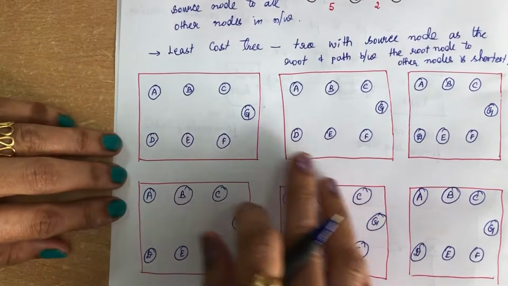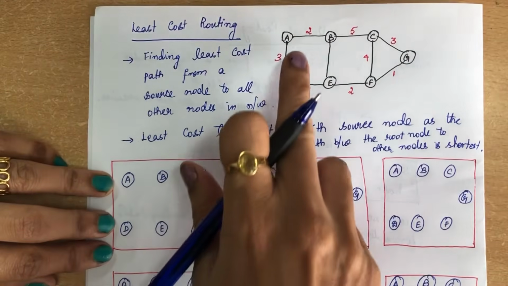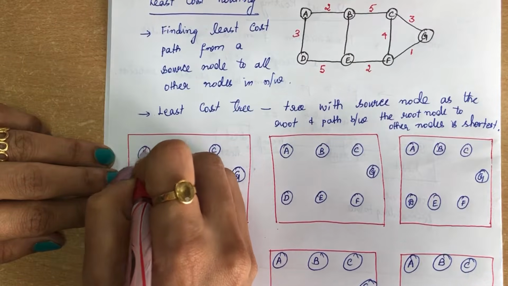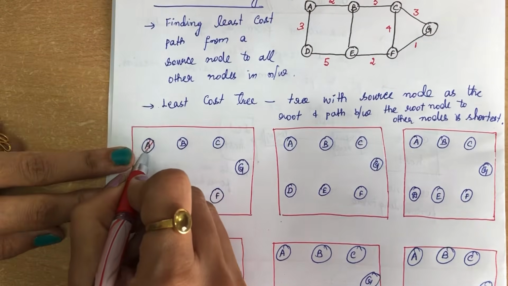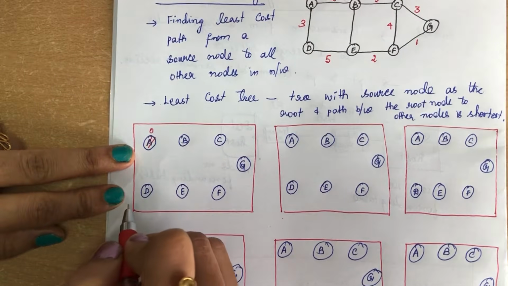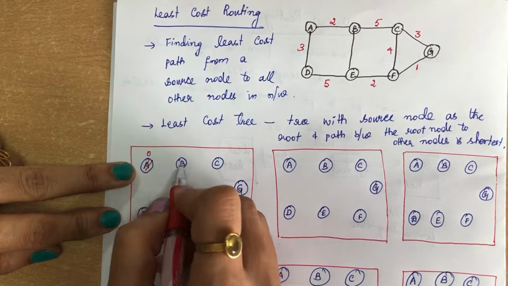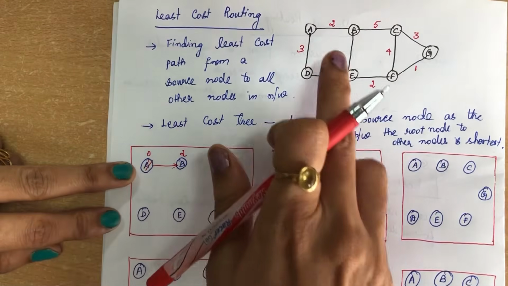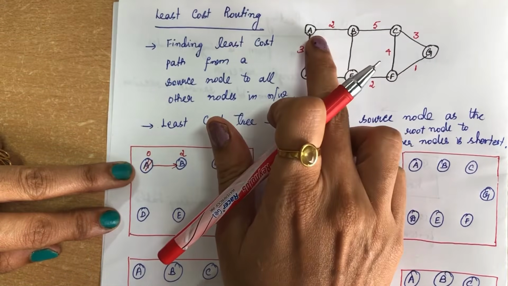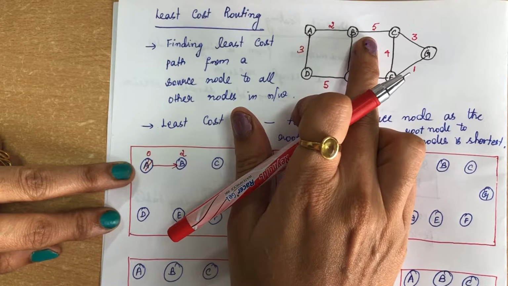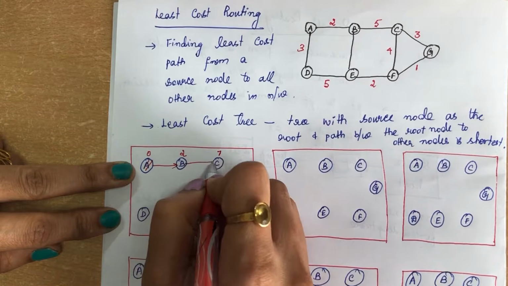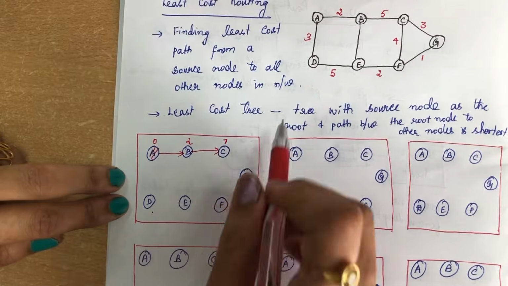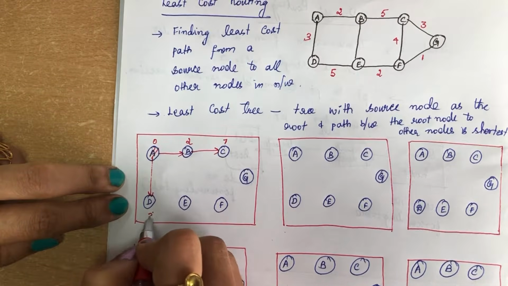Now we are going to find out the least cost tree for every node. First we will consider A as a source node. When we connect A with A itself, the cost involved is 0. When we want to connect from A to B, the cost is 2. From A to C, there is only one route, so it is 5 plus 2, which is 7. So we write 7 here. Next, connecting the source node to D, the cost involved is 3. So we write 3 here.